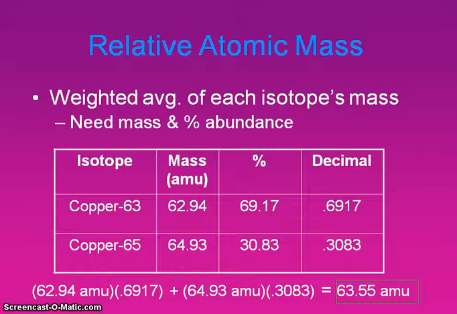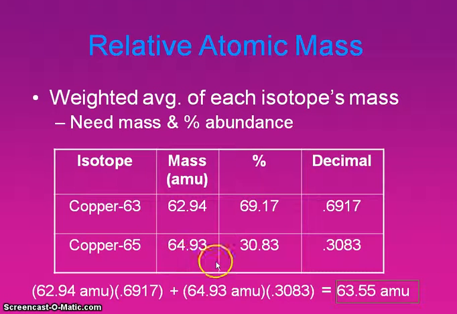These are relative atomic masses, and we've done these ones before. A relative atomic mass is the mass that you're going to see up on the periodic table for an element. It's the weighted average of each isotope's mass. So you need the mass for each of the isotopes and also its percent abundance. It's not a regular average where you just add the numbers together and divide by however many numbers you put into the problem.